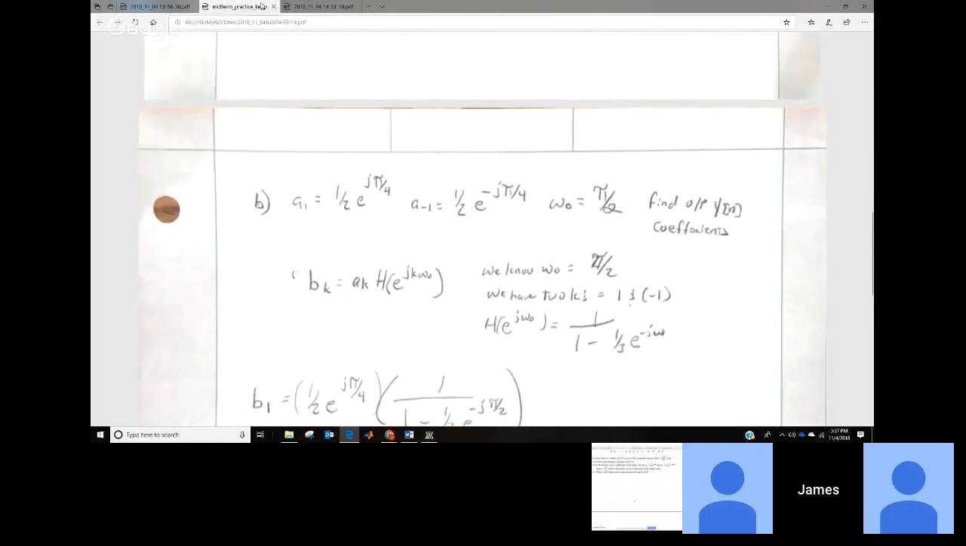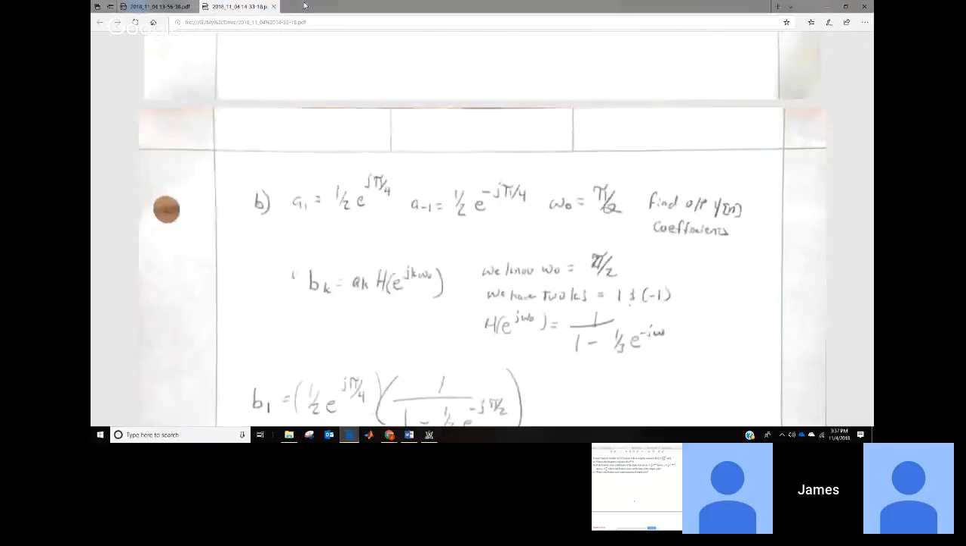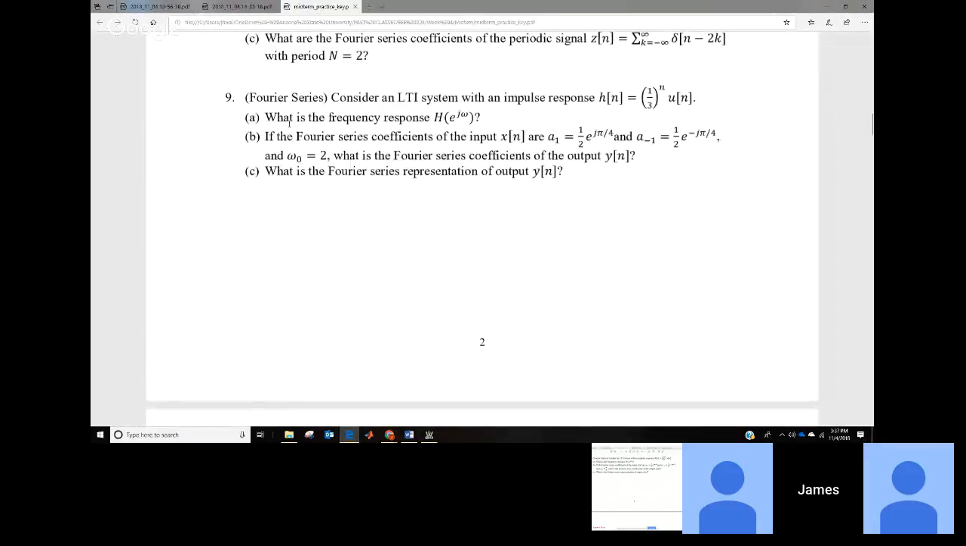So part B gives us the input coefficients. It doesn't give us the input signal. It just gives us the input coefficients of the Fourier series of the input signal. So these are our input coefficients, and it also gives us our fundamental frequency omega naught, and then asks us to calculate what our coefficients for the output are.